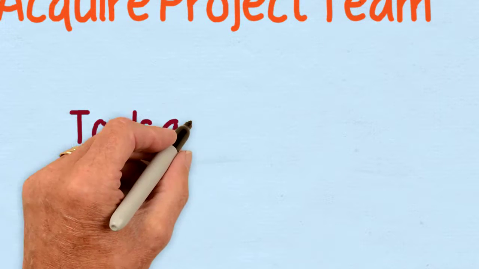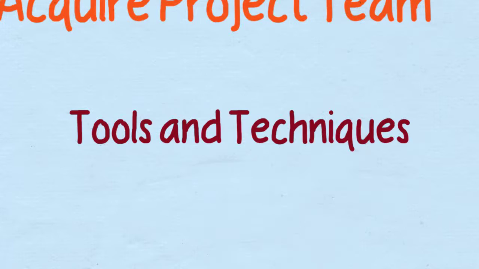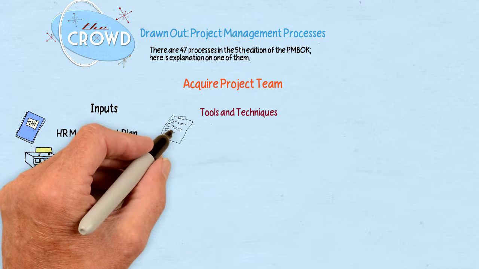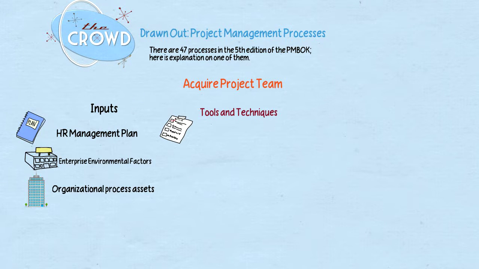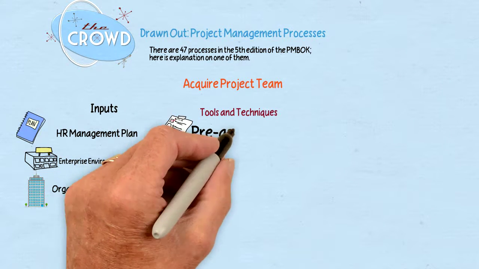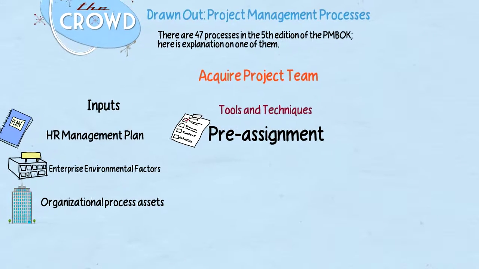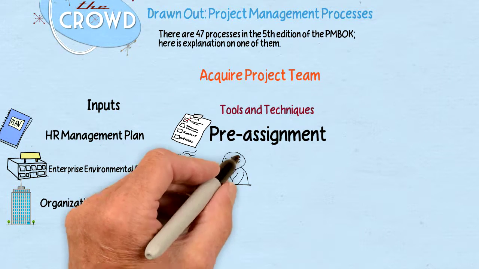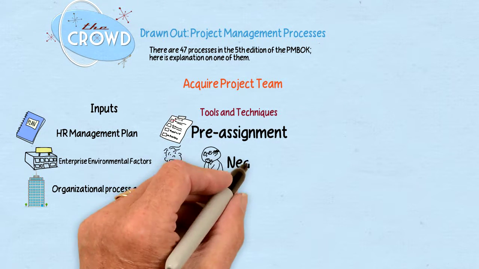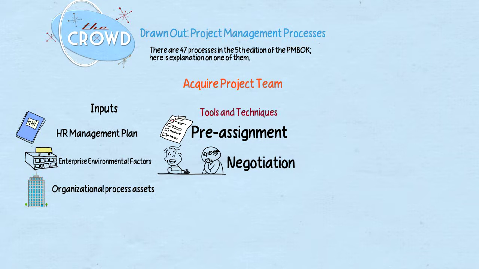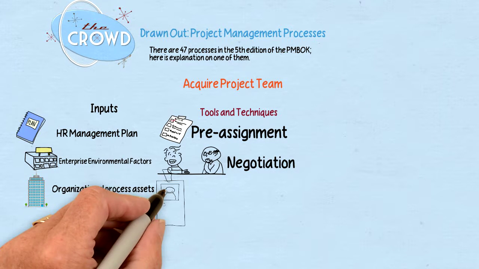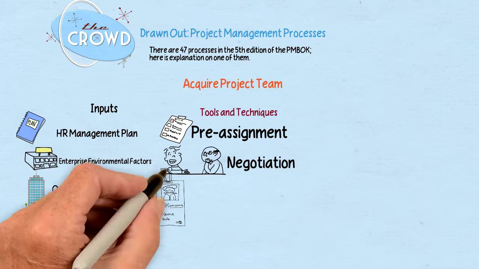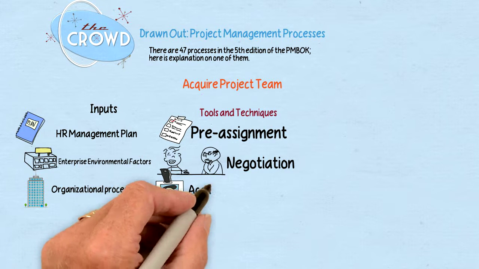Now, the tools and techniques to acquire a project team are numerous, but in a general fashion, what you have to deal with is you look at some pre-assignments. There might be pre-assignments already given to you. You might not have any choice but to take some of them that are already assigned to you or known, and maybe you want those pre-assigned. And sometimes you need to negotiate for additional resources or a different skill set, or maybe not to have a certain team.